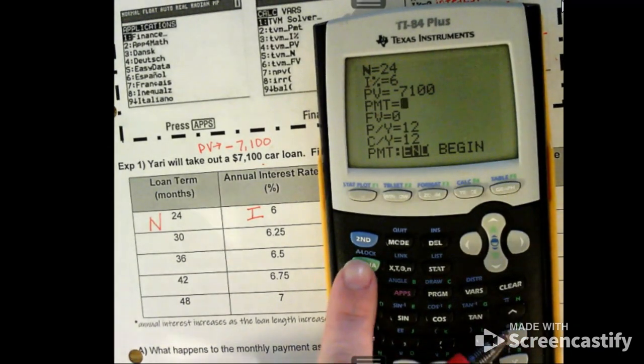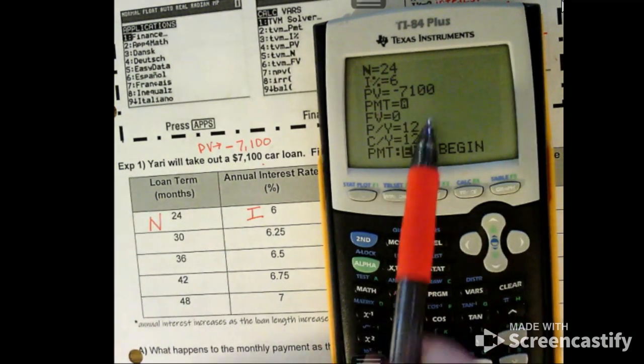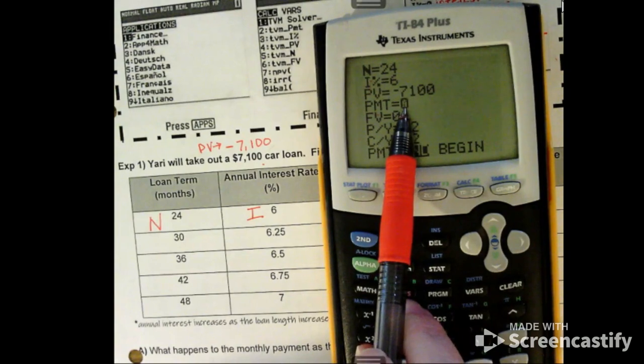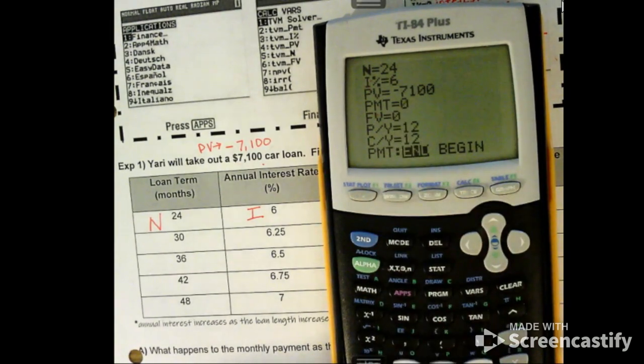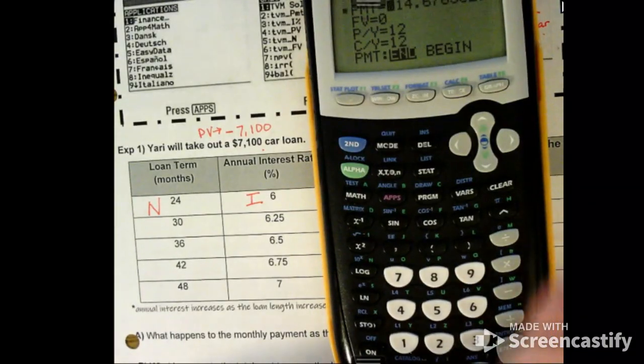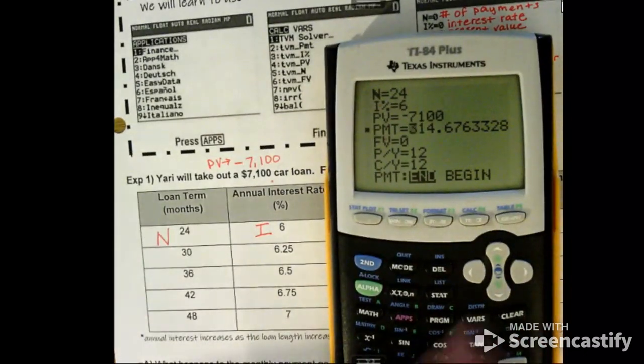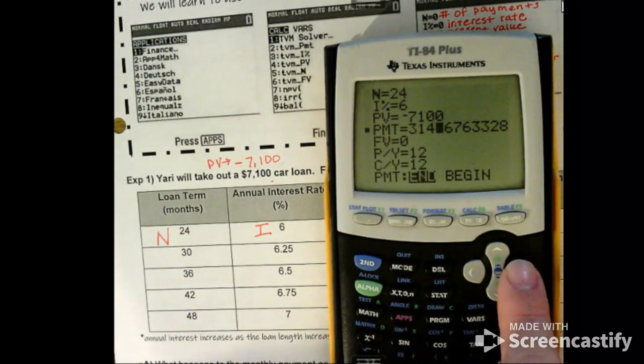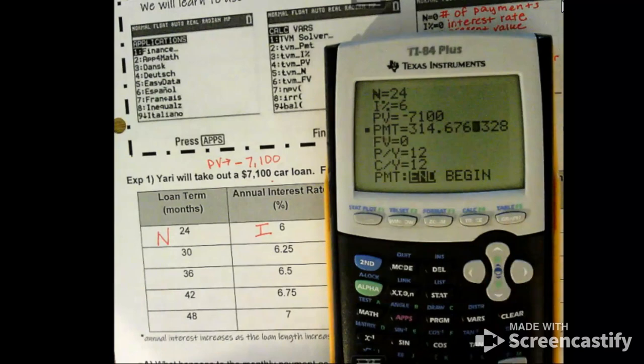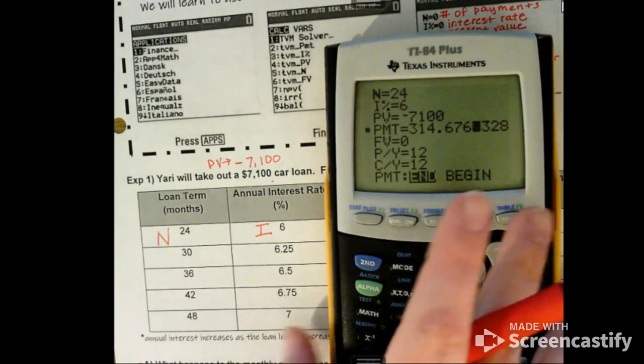Now, you see this button, this green one, it says alpha. You're going to click it. You see how now it's saying an A right there when it's highlighting. And then you're going to hit enter. And that's my payment. 314.673. But if I put it in money, what would I put? 314.67 or 68. 68. Why is it 8? Because the 6 makes a 7. That 6 is making it go up.